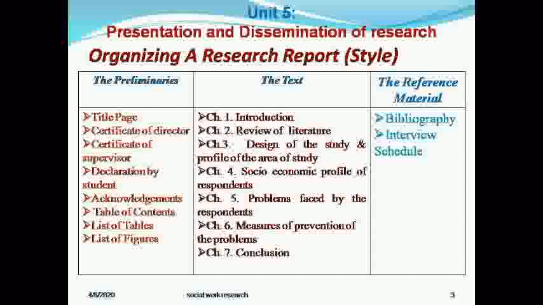Now see in the second column the text, the body of the research report. In this example, 7 chapters are presented. The first chapter is introduction. The second, review of literature. Third, design of the study and profile of the area of the study. Chapter 4, 5 and 6 are the data-based or the objective-based chapters.